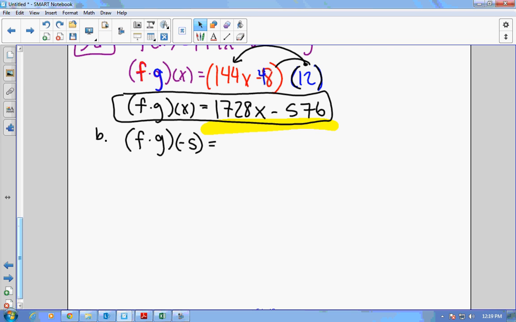Okay, have a seat, please. A little concerned. It's about half and half. Half the people have it right, half the people, I have no idea what you're doing. Guys, turn around, please. It says f times g. Didn't we just do f times g? It was this. Now it wants you to evaluate at negative 5.